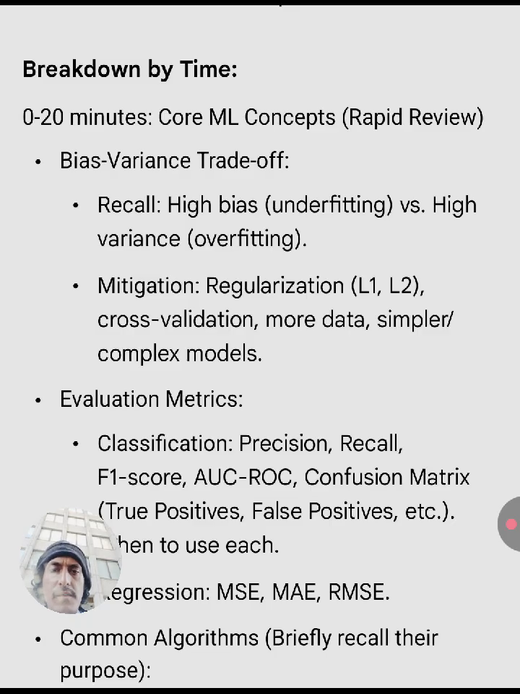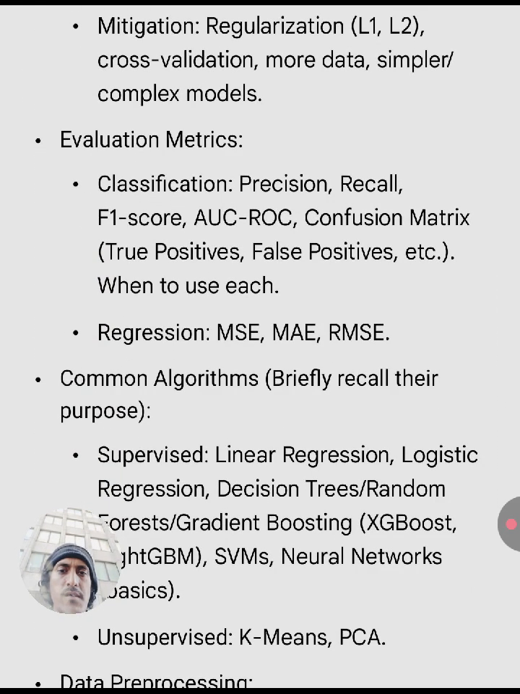Then we have evaluation metrics. So we have classification, for instance, precision, recall, F1 score, area under curve, ROC curve. Then we have confusion matrix, true positives, false positives, etc. And when to use each of these metrics.